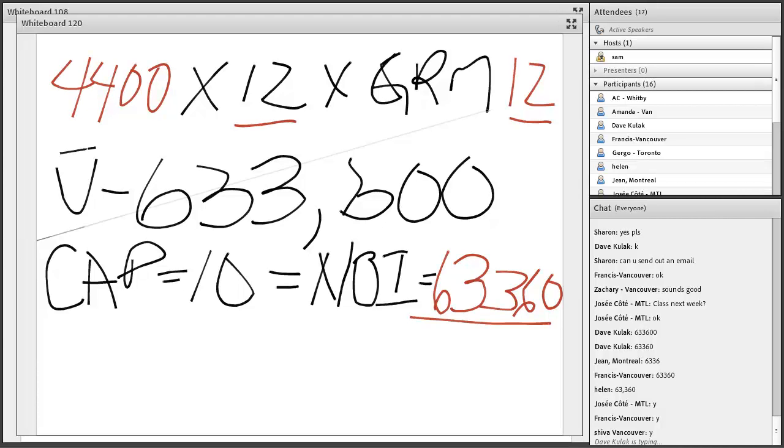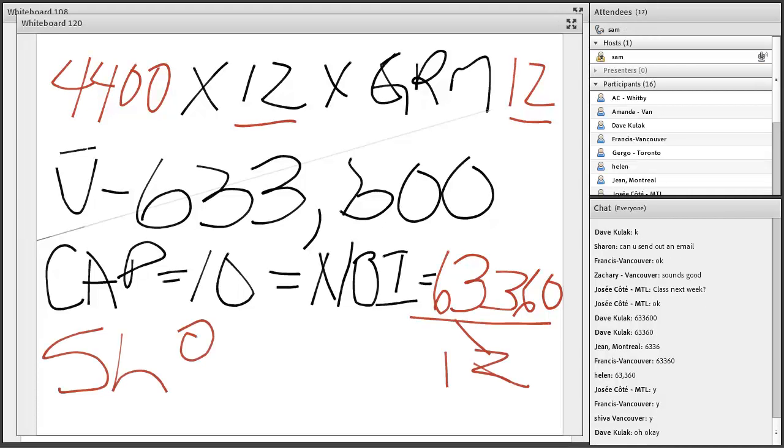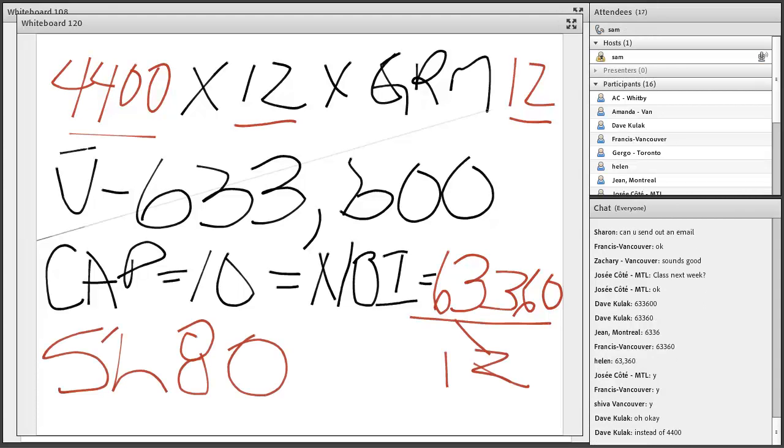63,360. Does that make sense, everybody? 63,360. Now look at this. Check this out. If we take this number, because that's the net operating income, and I say, well, what is that monthly? Because that's the yearly. So if I divide this by 12 to give me the monthly figure from the yearly net operating income, it's 5,280.